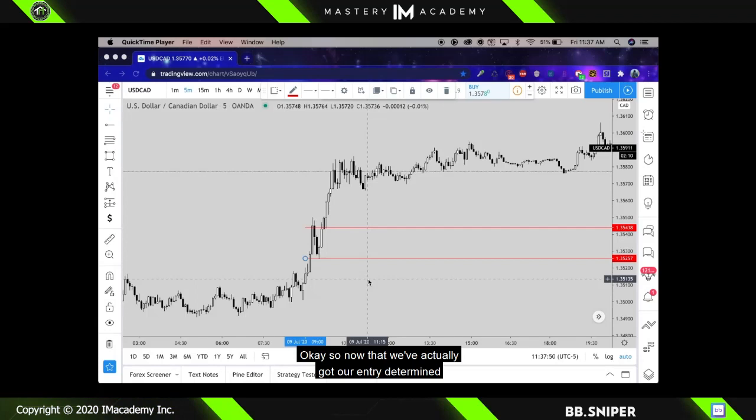Okay, so now that we've actually got our entry determined with our stop as well, one thing I want you guys to realize, I'm not looking at executing immediately when it gets into that area, okay? So when it starts approaching that area, that's just my POI. That's my point of interest. I'm going to watch price action and how we react when we actually get there.